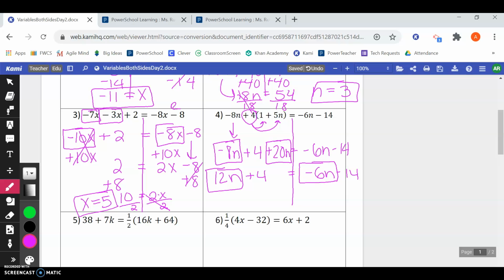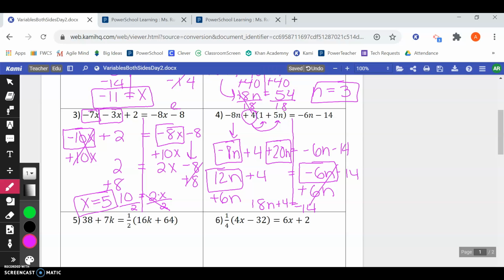So since it's negative, I'm going to add 6n to both sides, right? And these don't cancel each other out because if you think about it, they're different signs. So subtract 6 minus 6 is 0. So over on the right here, I'm left with negative 14 equals 12n plus 6n. That's going to be 18n. I still got my plus 4.